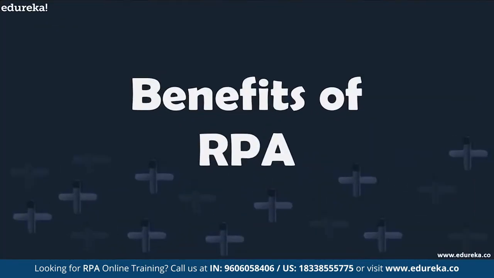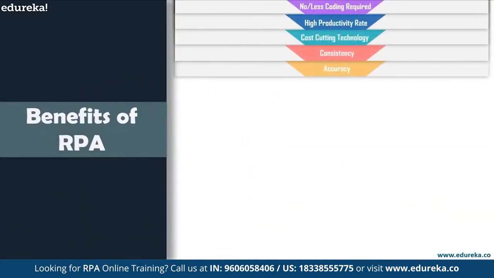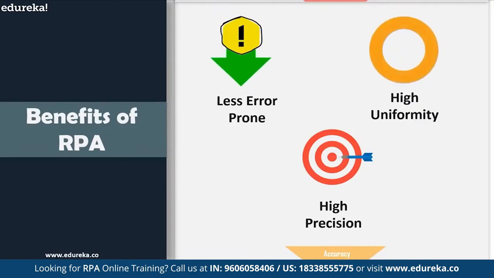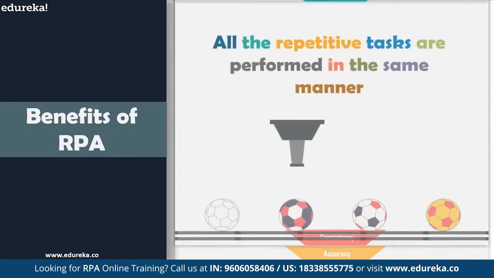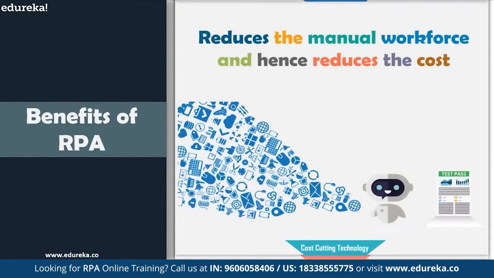Now that we know what is RPA and how it can be applied, let us now look into the benefits of RPA. So some of the benefits are accuracy. RPA software is generally less prone to errors and functions with high uniformity and precision. Next comes consistency. This software is built in such a way that all repetitive tasks are performed in the same manner, even if it is the 1000th time. It also helps in reducing the cost. RPA reduces the manual workforce and hence reduces the cost used to perform any task.